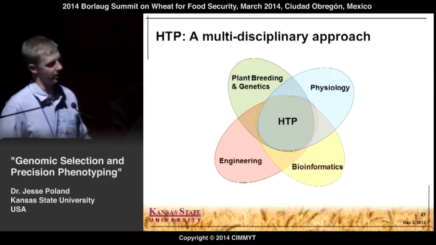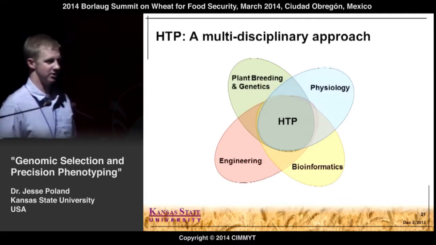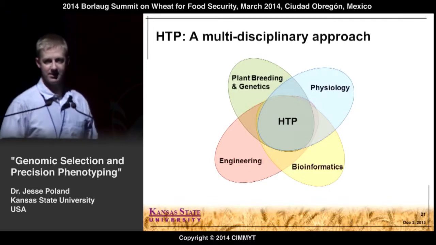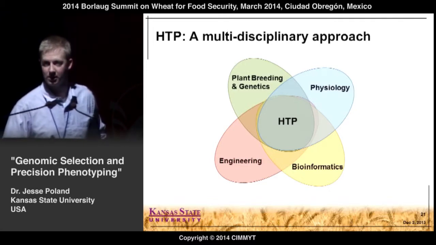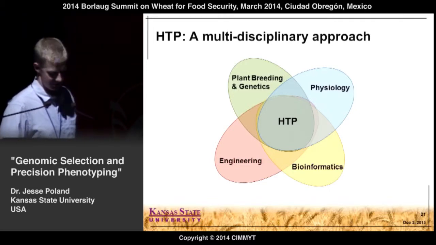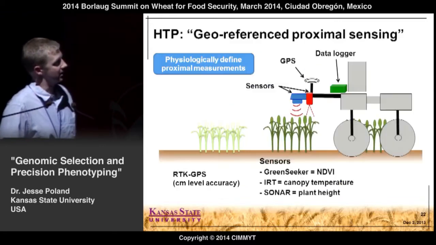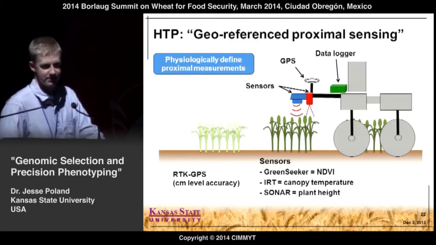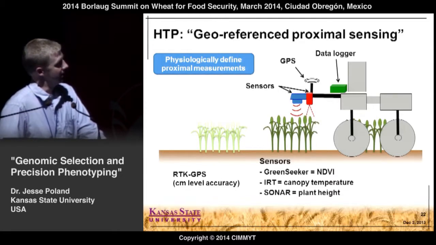And so I really view this as a multidisciplinary approach, really at the intersection of physiology to know what we're looking for, what we want to look at, plant breeding genetics to understand the populations and to really apply this, and improvement, engineering and bioinformatics to make these complex systems work and to utilize the data coming out of them.